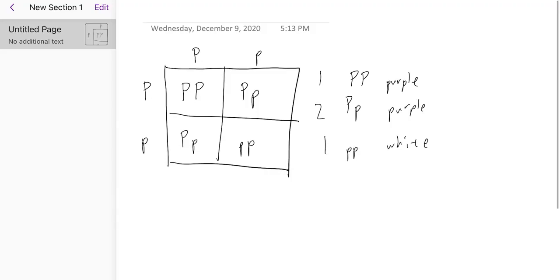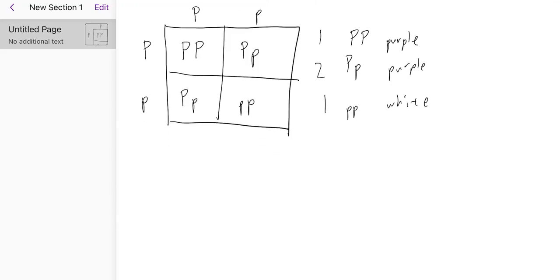But then the genotypes are going to be: 1 is homozygous dominant, so the uppercase ones, 2 are heterozygote, and then 1 is homozygous for white, which is homozygous recessive, which is lowercase p, lowercase p.